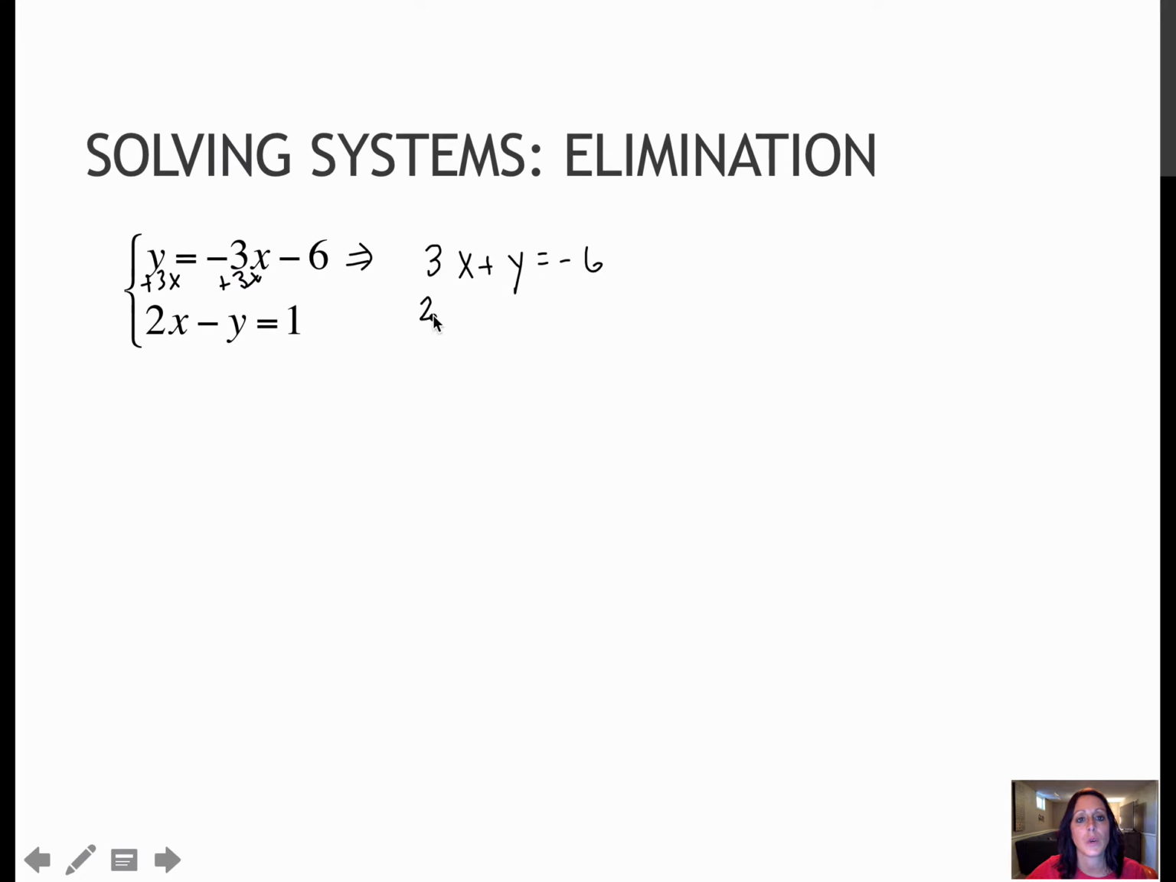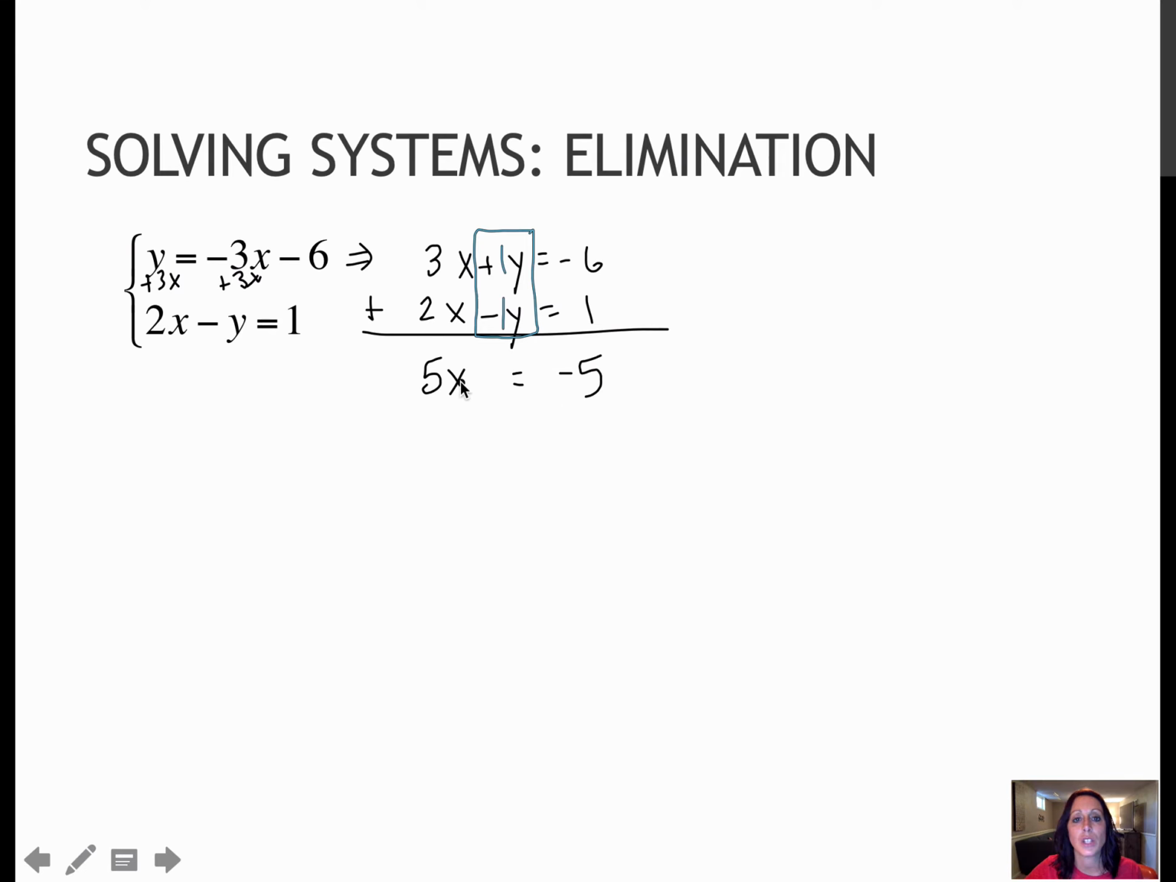This equation, of course, is 2x minus y equals 1. Now, in this equation, if you'll notice, in front of the y value I already have a +1 and a -1, and that's what I want. So in this one, I didn't have to do any multiplication. So what I'm going to do is add these together. 3x plus 2x is 5x, but +1y and -1y is 0. It cancels out. And then negative 6 plus 1 is negative 5.